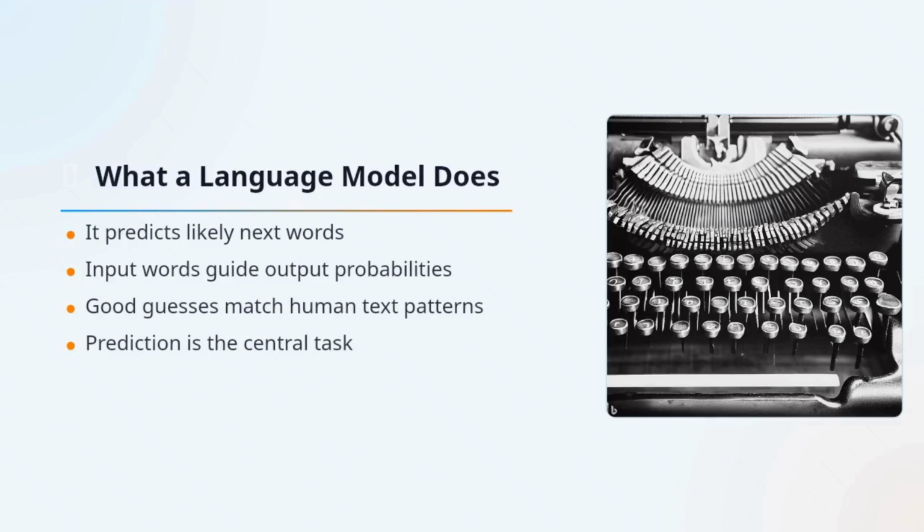A language model applies the same learning idea to text. It takes words as input and tries to predict what word should come next. For example, after once upon the word time should get a much higher probability than something odd like armadillo. So the core task is not memorizing one sentence, but learning patterns of likely continuation across lots of human writing.